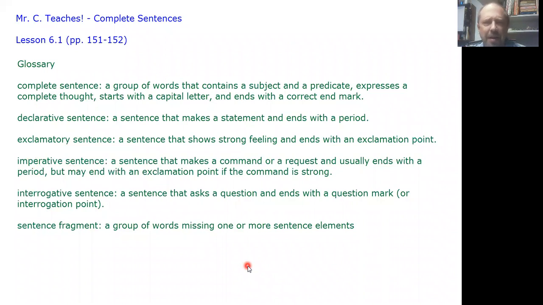Anyways, the 4 types of sentences are fairly straightforward. The one to pay attention to is the imperative sentence. Imperative sentences usually end with periods, but if a command or request is strongly voiced, it could end with an exclamation point. And so it's the difference between sit down and sit down, right? One of those had a period, the other one had an exclamation point. Anyways, so let's pause your video now, please, and copy these terms into your glossary.